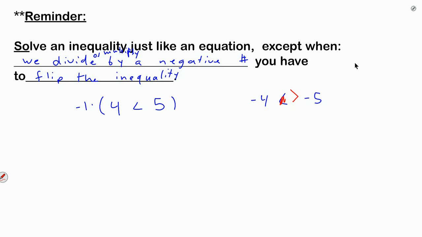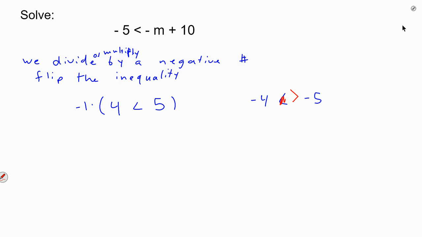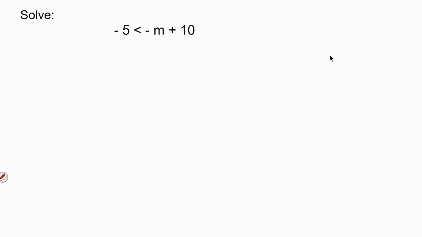So let's do one example where we have to flip the sign. Here I've got -5 is less than -m plus 10. So let's start by moving this 10. I'm going to subtract 10 from both sides. So I have -15, that cancels, is less than -m. You could be thinking, well, what do I do with this negative? Well, it's a -1. So since this is times -1, we're going to divide both sides by -1.